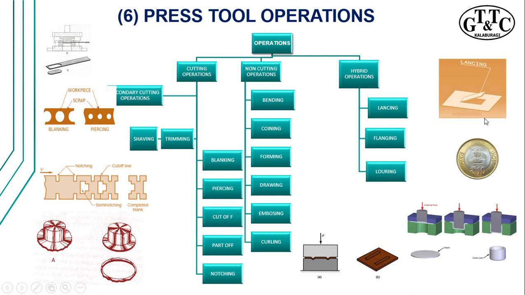You can see some of the component samples I have given here are being displayed. This particular one is a hybrid operation. You can find non-cutting operations like coining, drawing, and then embossing operations. You can find here the trimming operations, then notching operations, and then piercing, blanking operations. So here in hybrid operations, you find lancing, flanging operations, and then lowering operations. So understanding the press tool operations is very, very important.